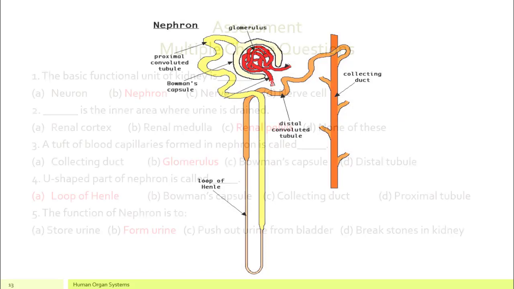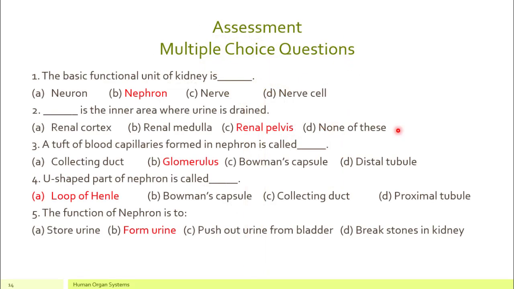So students, now we are going to assess our topic with the help of some multiple choice questions related to this topic. Number one, the basic functional unit of kidney is. The options are neuron, nephron, nerve or nerve cell. The correct answer is nephron. Number two, dash is the inner area where urine is drained. The options are renal cortex, renal medulla, renal pelvis or none of these. The correct answer is renal pelvis.